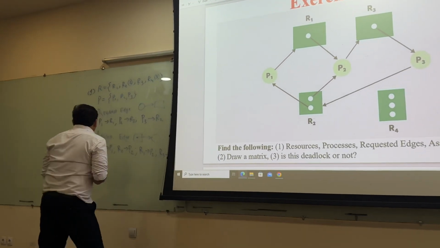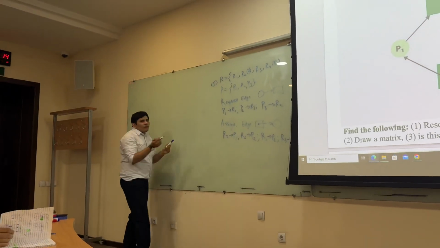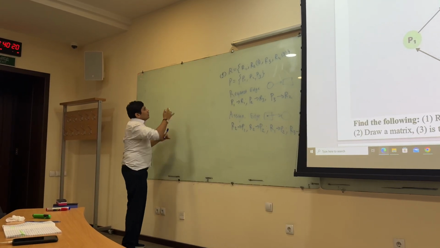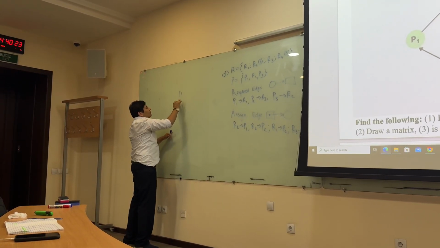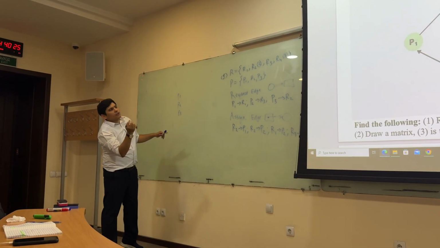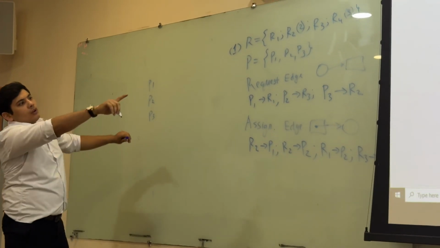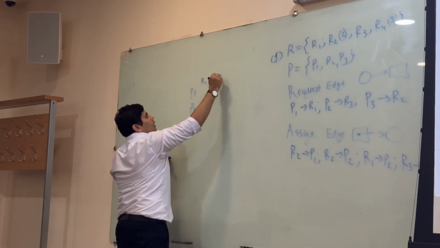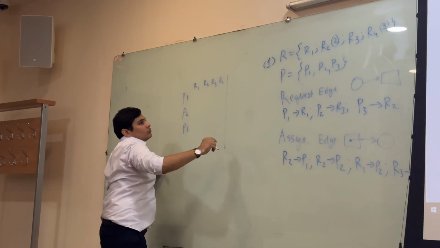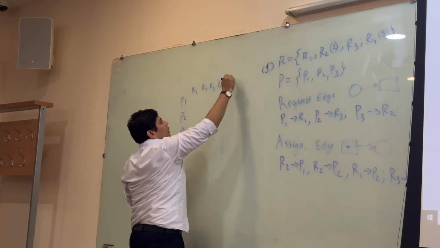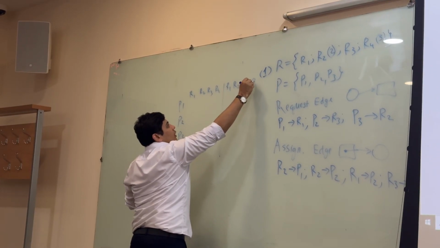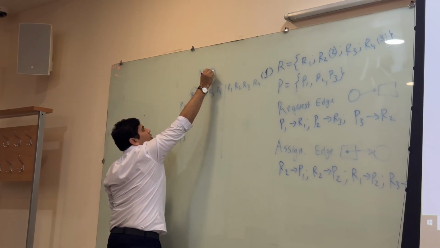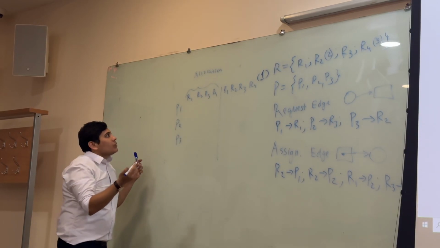The matrix is super easy. If you want, you can first find the table and then do the matrix, or you can immediately start the matrix. We write down P1, P2, P3, since we only have 3 processes. And we have 4 resources: R1, R2, R3, R4, and again R1, R2, R3, R4. This part is called the allocation, the resources held.